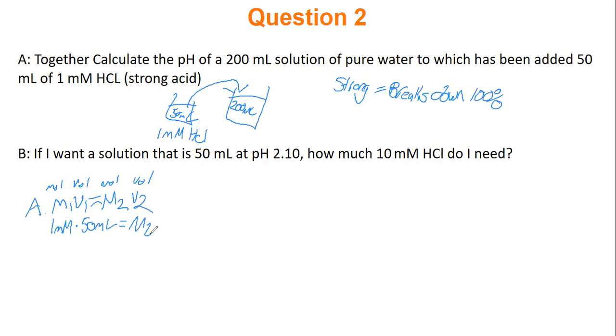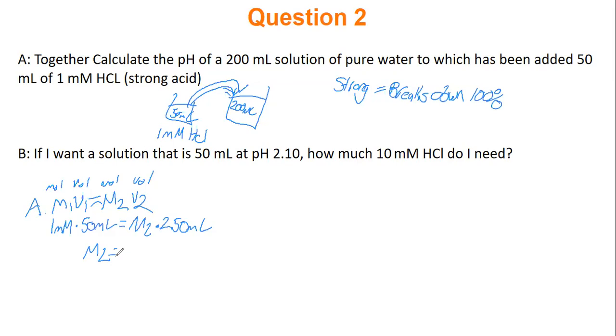The volume of solution 2 is not 200. If you look back, remember, the problem is I took 50 milliliters and put it into 200 milliliters. So the volume of my new solution is actually 250 milliliters. All right, so that's the tricky part of this question. You have to realize you're mixing solutions, and so you get a new volume that is 200 plus 50. So when you do this, you can solve for M2. And so M2 is just 50 divided by 250.